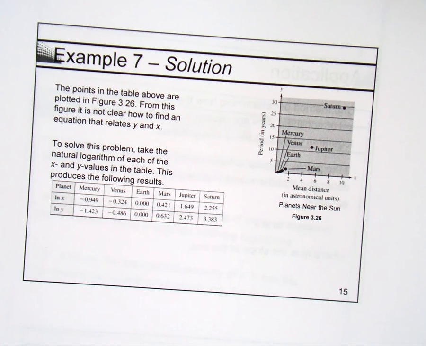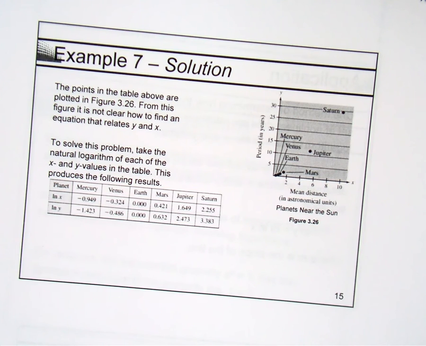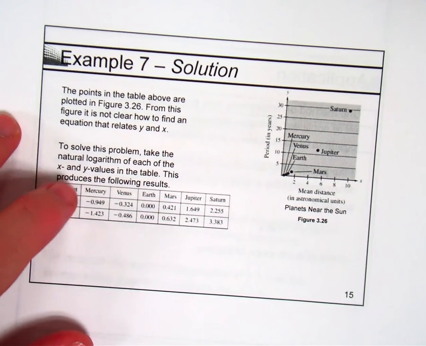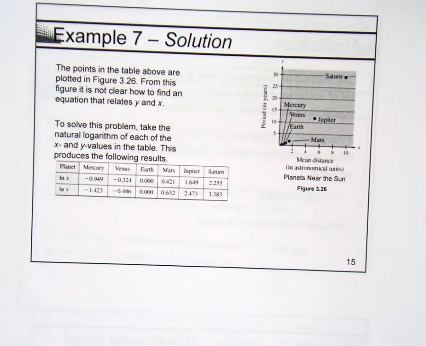Okay, to solve this problem, take the natural log of each of the x and y values in the table, and then your new table would look like this. And then I'm just going to put the book up there. This is example 7. And from your natural log points, your new natural log numbers here, this is actually going to have a linear relationship. By plotting the points in the second table, you can see all the points appear to lie on the same line.